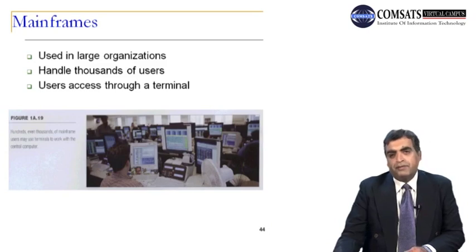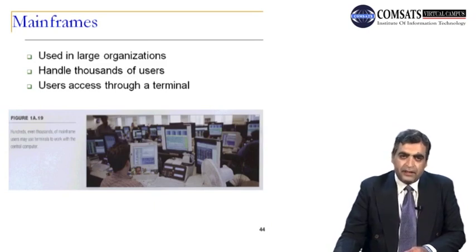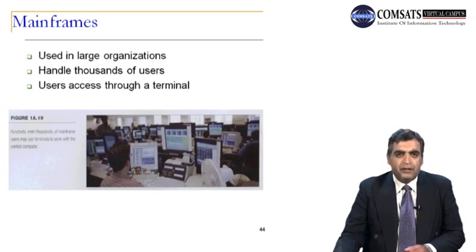Basically, there are two types of terminals. One is called a dumb terminal, and the other is called an intelligent terminal. Let me clarify the terms intelligent terminal and dumb terminal. A dumb terminal does not process or store data. It is simply an input-output device that functions as a window into a computer located somewhere else, meaning the server. An intelligent terminal can perform some processing functions, but it usually does not have any storage.